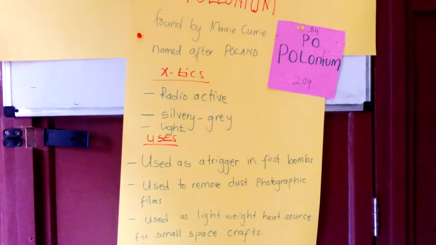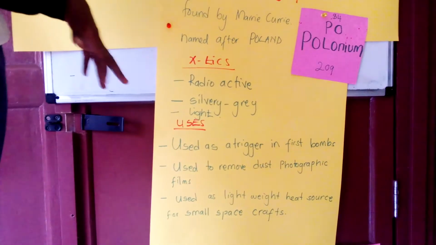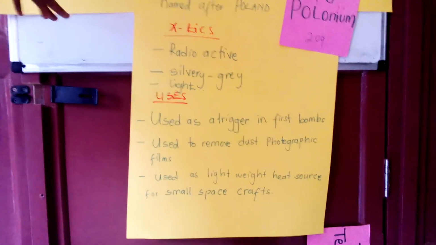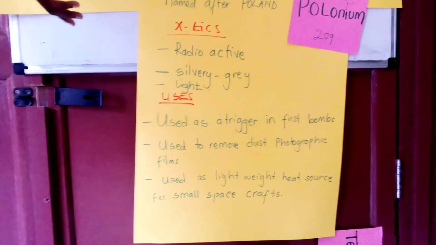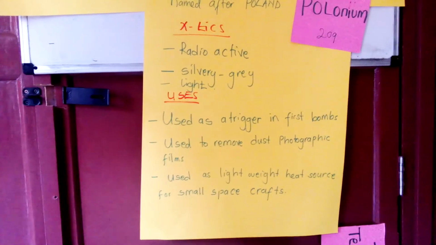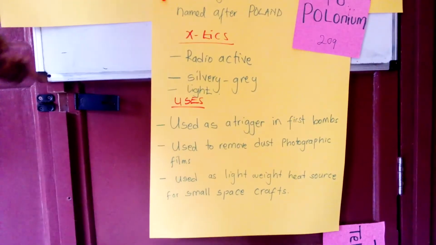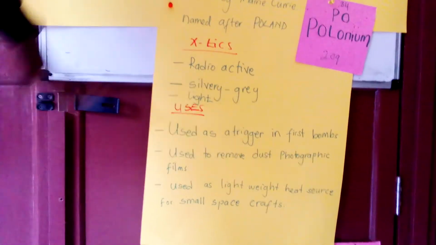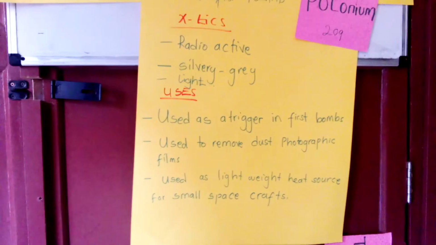Then among the uses, it can be used as a trigger in the first bombs, the ancient bombs, the bombs that they used in the past. It was used as a trigger. And currently it is used in photographic films to remove the dust. It has that element of attracting the dust, like in static electricity, it attracts the dust of the films. Then it is used as a lightweight heat source in small spacecrafts like satellites and stuff. So it is very important.